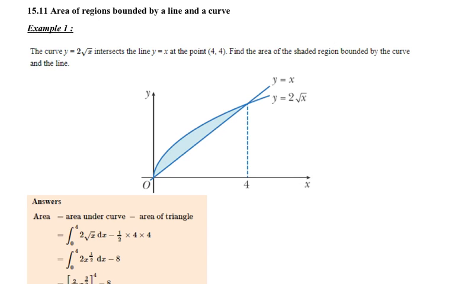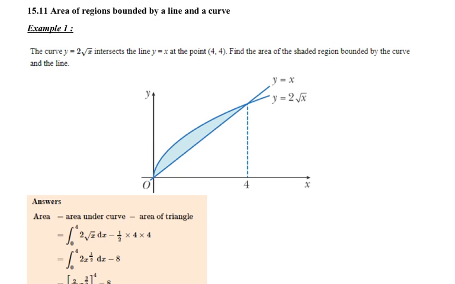Hi, in this video, we are going to see the area of regions bounded by a line and a curve. So here's an example. You have a curve y equals 2 root x that intersects the line y equals x at the point (4, 4). Find the area of the shaded region bounded by the curve and the line.